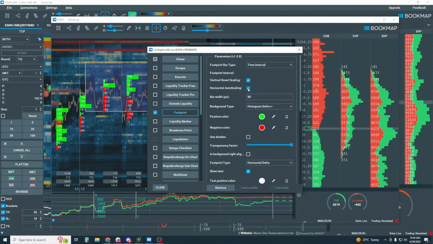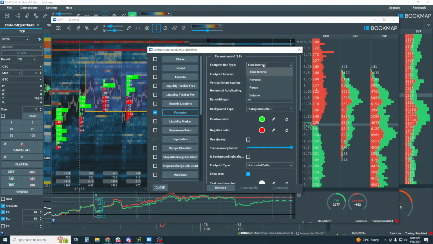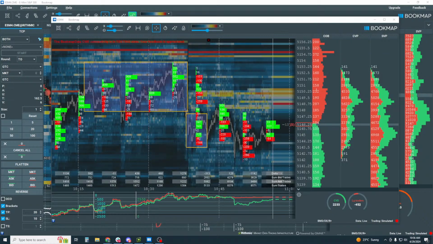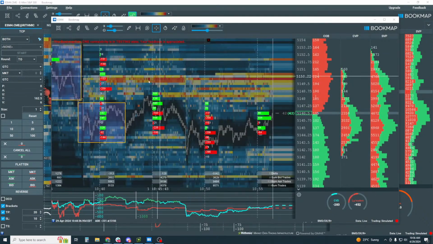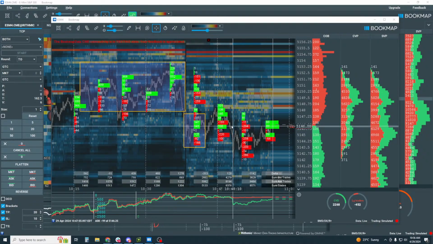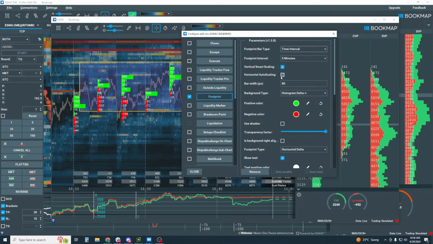Now, if I deselect that, note that my footprint interval now is based on time. It says footprint bar type. You can choose a reversal, like a conditional pattern, a range of bars, or a certain amount of volume trades, and then a new bar. Okay, we have it on time interval, and right now it's on 5 minutes. Okay, so if I zoom in and out, it doesn't matter. It's always going to be 5 minutes in here, and you're probably used to that as a footprint trader. Okay, but this is pretty unique here.